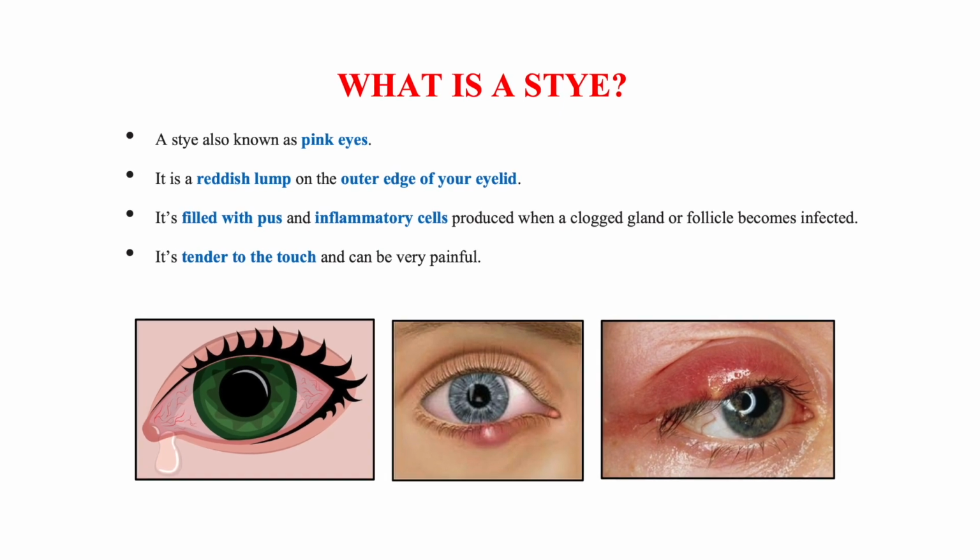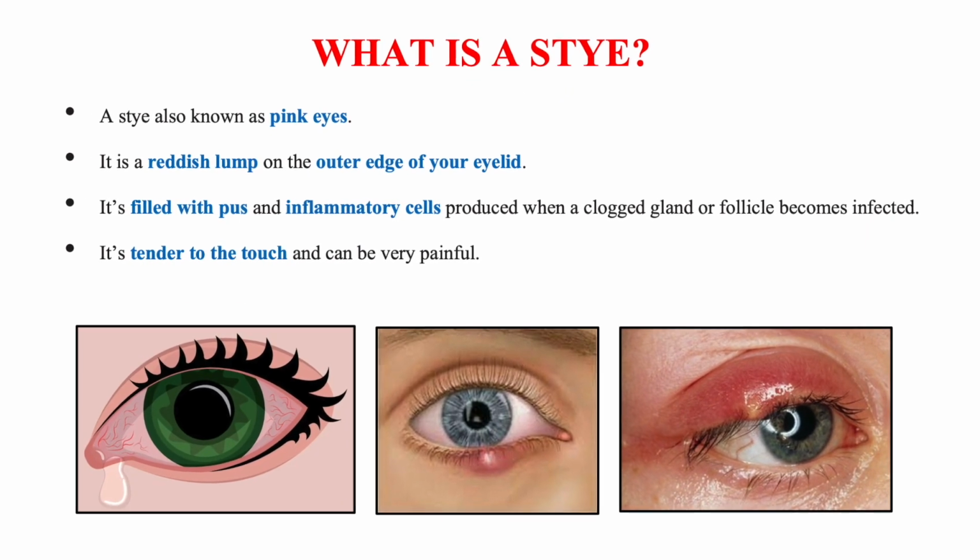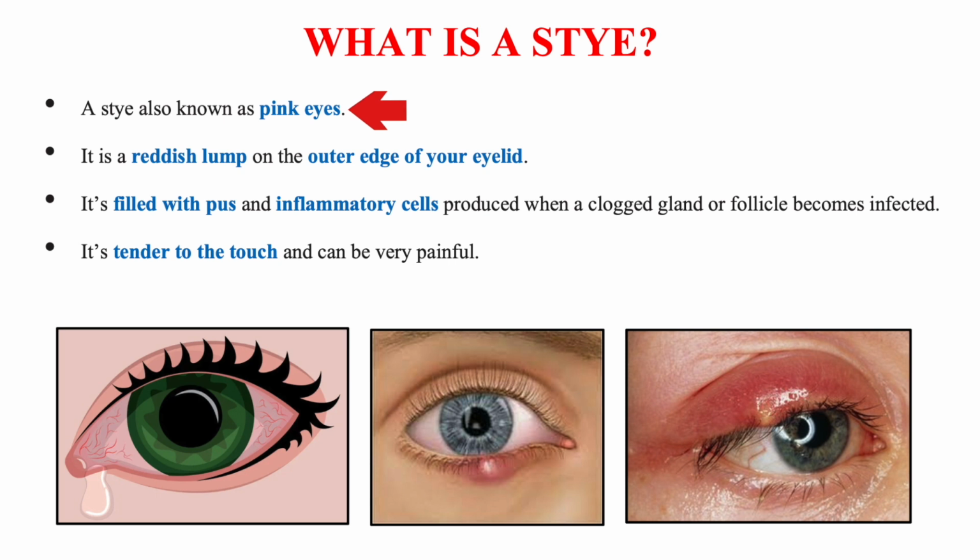Coming to another common condition, that is a stye. A stye is also known as pink eyes. It is a reddish lump on the outer edge of the eyelid. It is filled with pus and inflammatory cells produced when a clogged gland or follicle becomes infected. It's tender to touch and can be very painful.